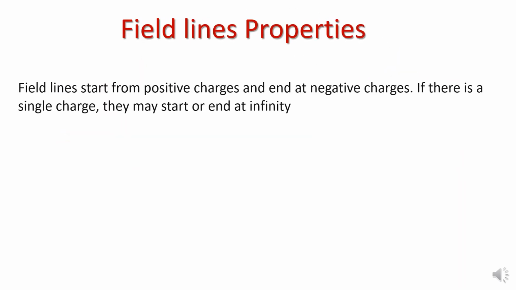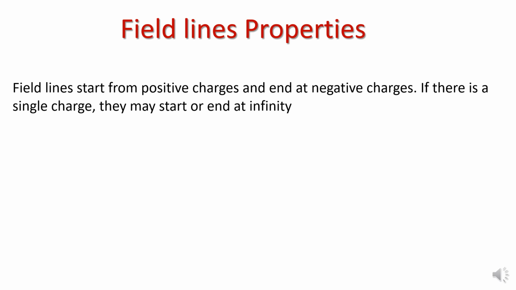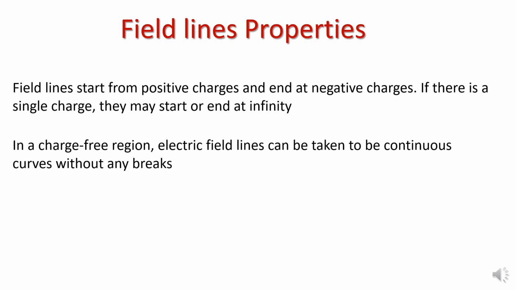Point number one, field line properties. The field lines start from the positive charge and end at the negative charge. We have seen in the previous slide, if there is a single charge, a single line may start or end at infinite distance. We call it infinity.